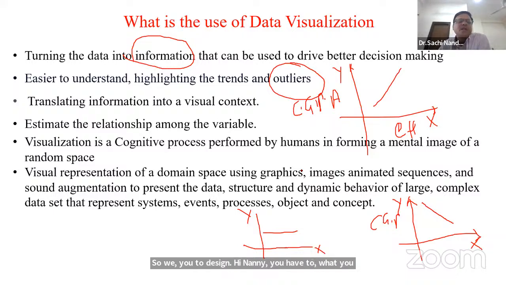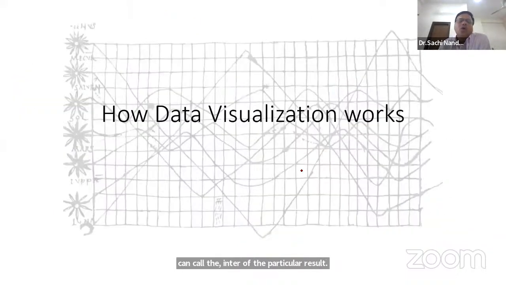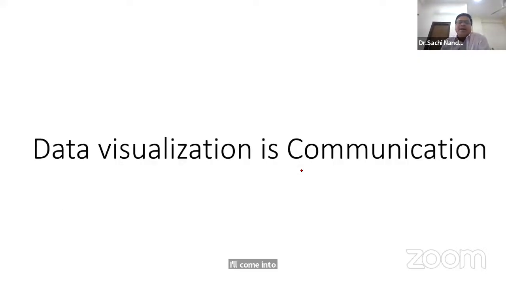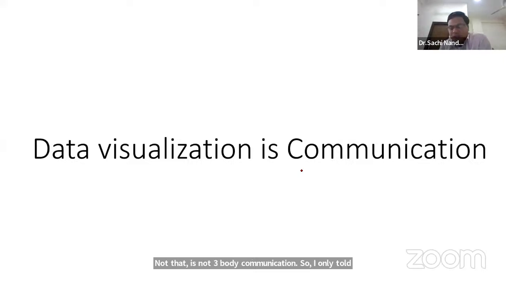Now, how does data visualization work? Data visualization works in different ways. I will come to them one by one, so if you have any doubt, you can ask me. Data visualization is nothing but a communication. As I already told you, what type of communication? The visual text communication between a pair of persons, or a pair of variables, or a pair of systems, or you can say from one entity to another entity.